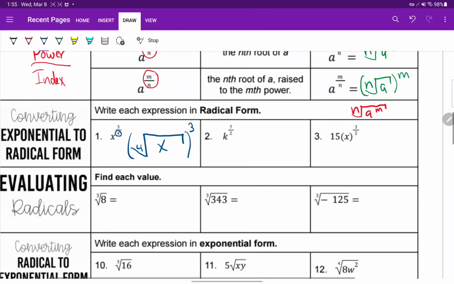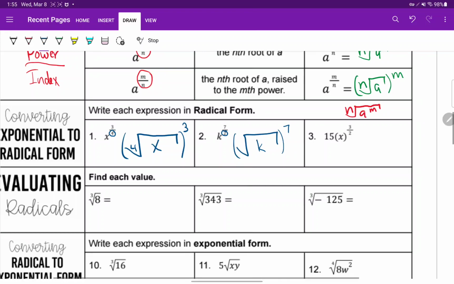All right, for the next one, k raised to the 7/2. So again, we start with a radical sign. Now the index right here is a 2, but we know that it's assumed to be 2 if we don't place anything there. So I'm not going to put the 2 in there, but if you'd like, you can. It would not change it. K, and then the power is 7. So the square root of k to the 7th power.